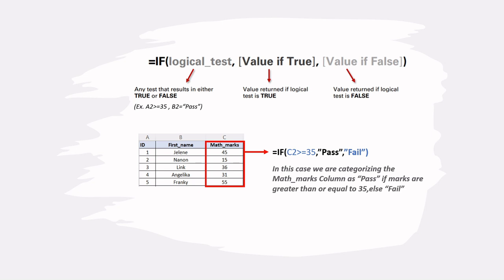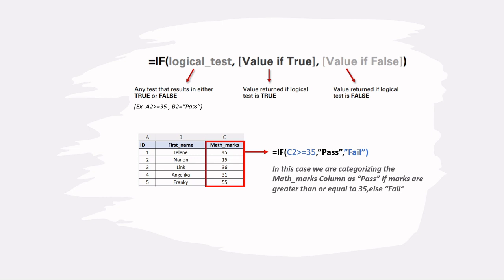So you could test that the value of A2 is greater than or equal to 35, or that the value in B2 is equal to pass. You can also incorporate more complicated formulas here. You could say, if the math marks in column C is greater than 35, and so forth. It's literally an infinite number of tests you could put here.